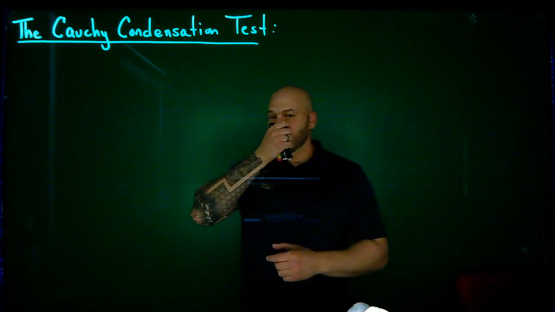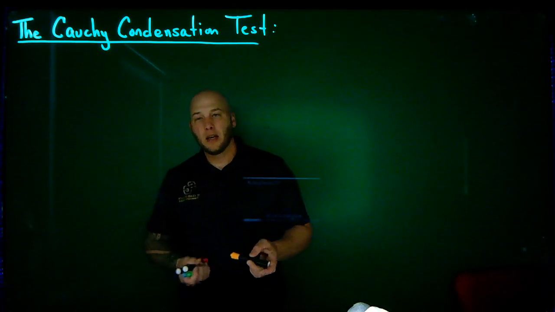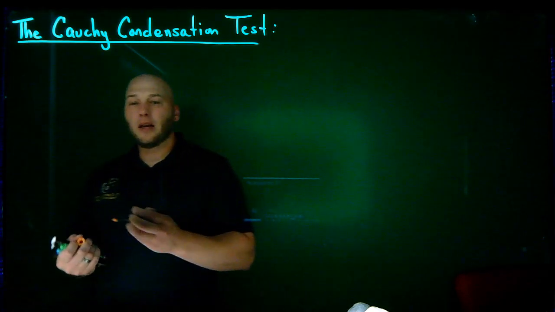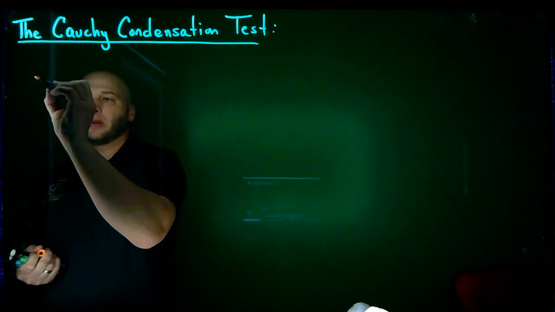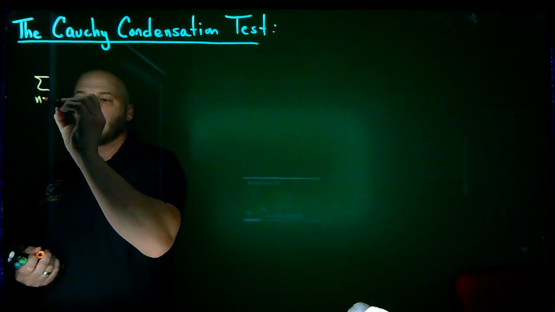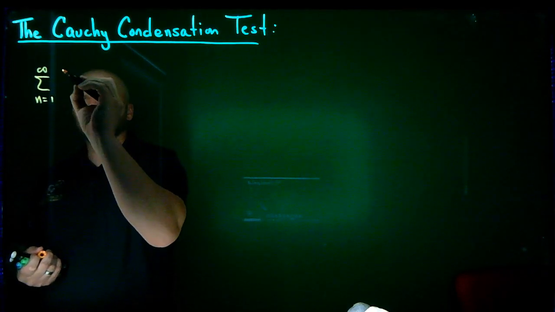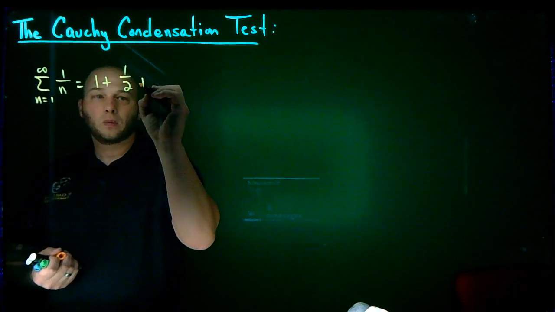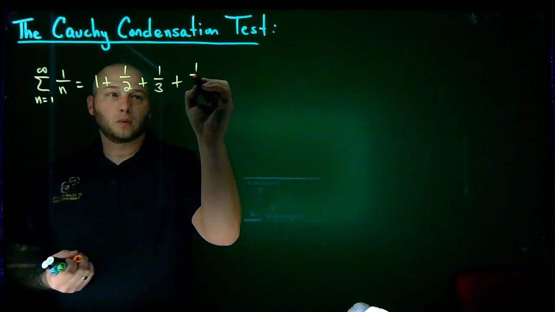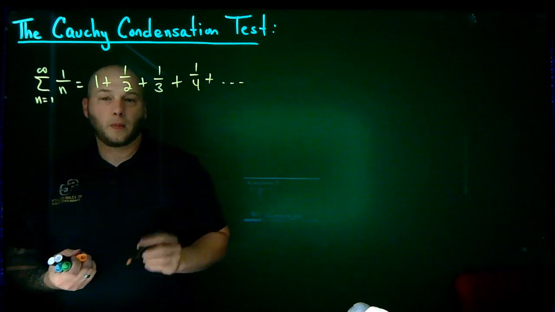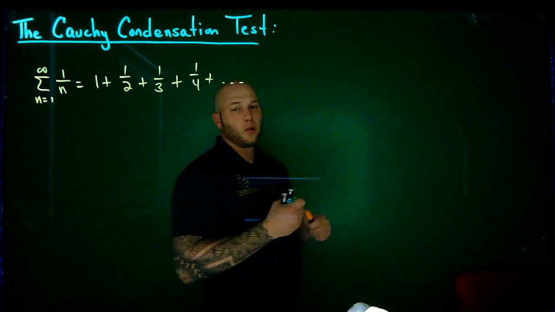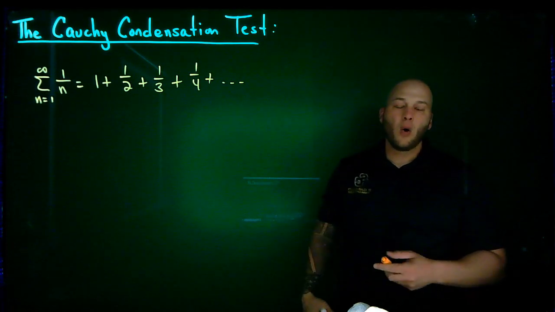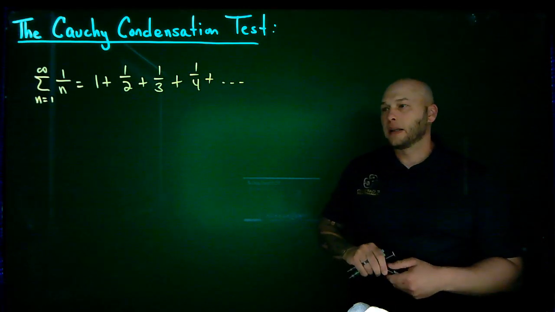I want to take a look at what's called the Cauchy Condensation Test. Now, before I describe what the test is and how to apply it, let's take a look at a simple example. If I look at the harmonic series, the harmonic series is the sum from 1 to infinity of 1 over n, which is simply 1 plus a half plus a third plus a fourth, or any other series for that matter.